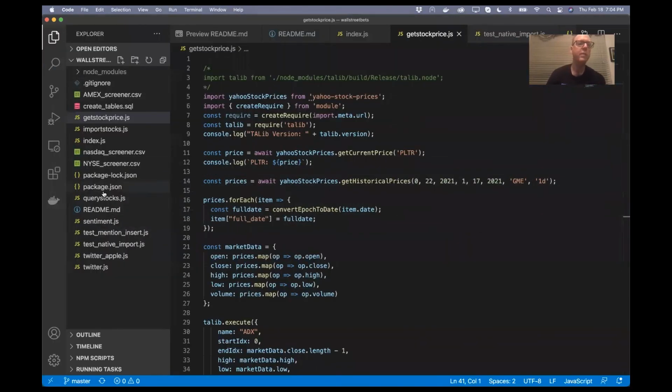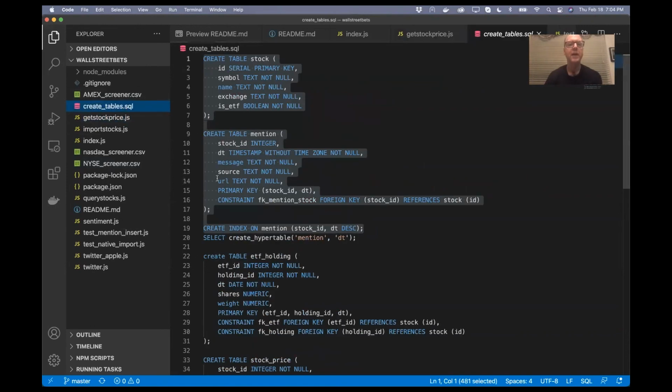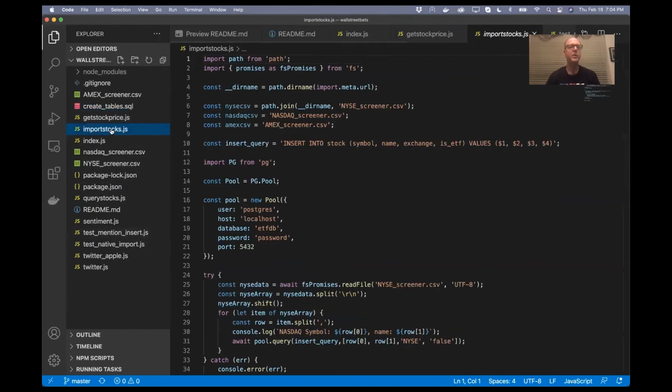What I've done is I've created a repo here, and what I'm using is a database called Timescale DB, which is essentially a Postgres database with some extensions on top of it. And I've created some tables. I have one table where I keep all the stocks, and then I have another table that I'm using for mentions. And if you want to run this example yourself, there's a script in here called import stocks.